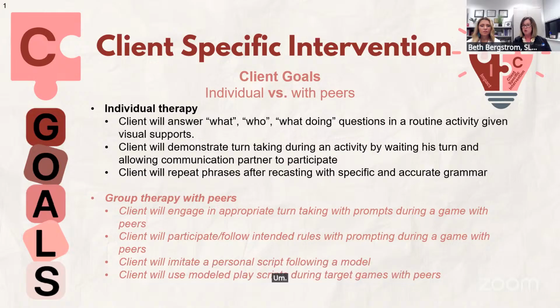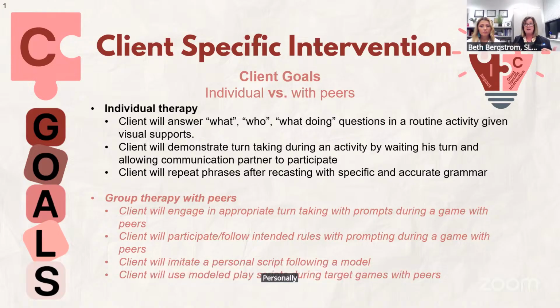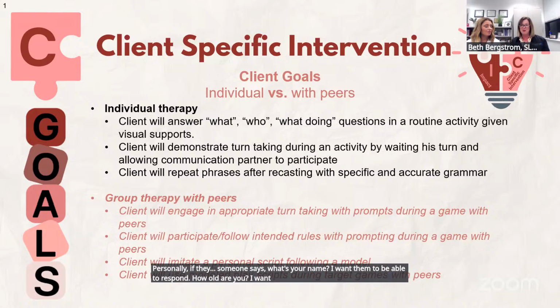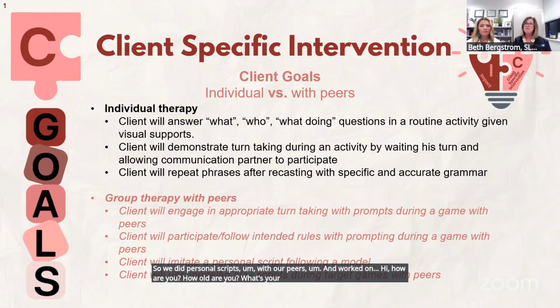Client will imitate a personal script following a model. So we worked on things. Again, parents always want them to be able to have a conversation. It's their number one request. When they say, what's your biggest concern, they're like, I want to be able to ask them questions and have them be able to respond about their day. Or personally, if someone says, what's your name? I want them to be able to respond. How old are you? I want them to be able to respond. So we did personal scripts with our peers and worked on, hi, how are you? How old are you? What's your name? What's your favorite? We did favorites throughout the summer.